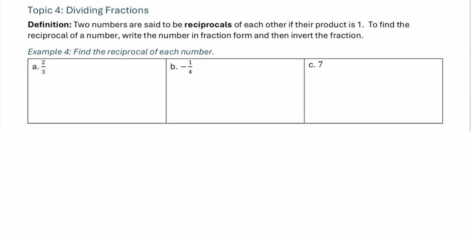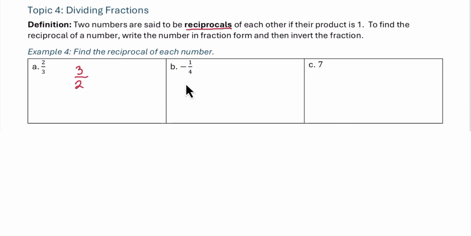Two numbers are said to be reciprocals of each other if their product is 1. To find the reciprocal of a number, we write the number in fraction form and then invert the fraction. Essentially, you switch the numerator and denominator. So in example A, 2/3, its reciprocal is 3/2. We simply invert the fraction. We switch numerator and denominator.